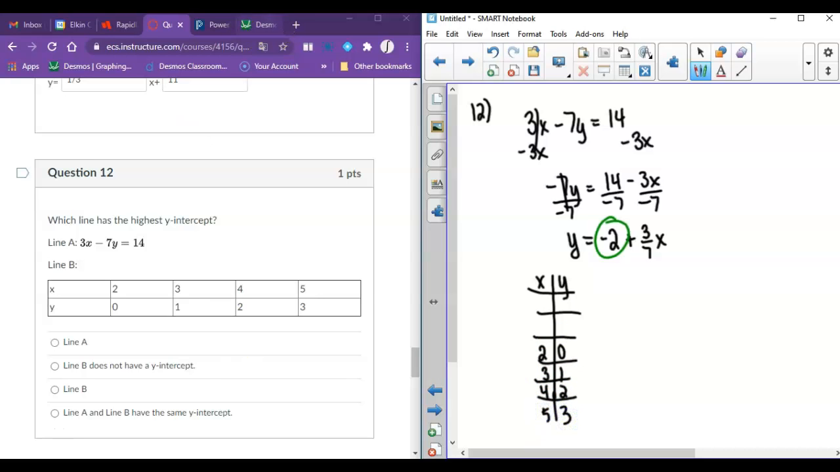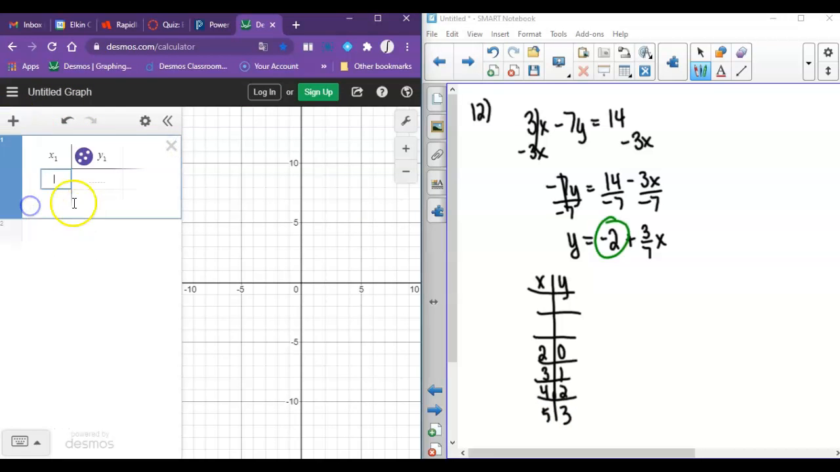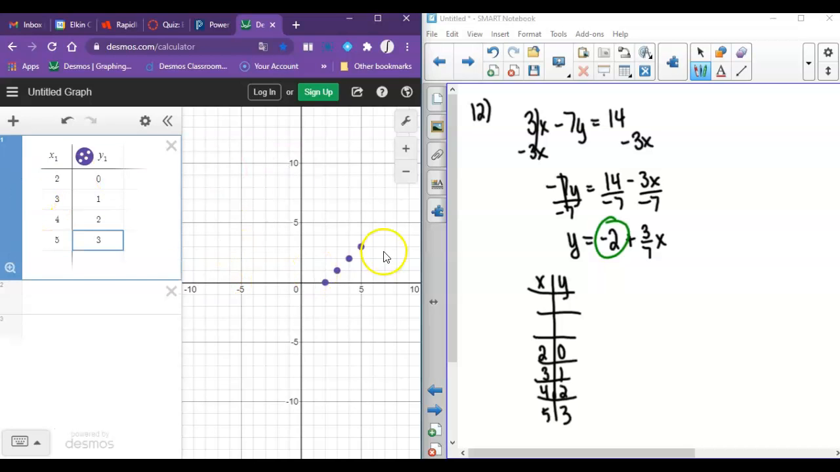Now, if we go over to Desmos, you can graph this on Desmos. You can add a table, just do the plus and put the table right here. And you can tell it 2, 0, and 3, 1, 4, 2, 5, 3, and it'll put the dots up here. So you could just look at what's going to happen right here, and you can see the y-intercept is going to be -2.